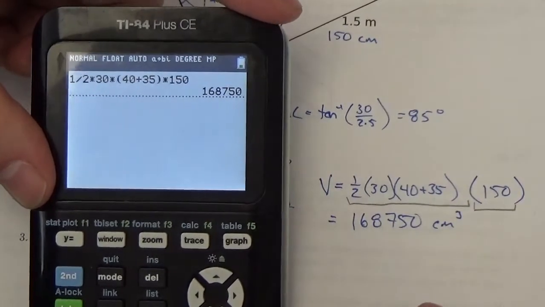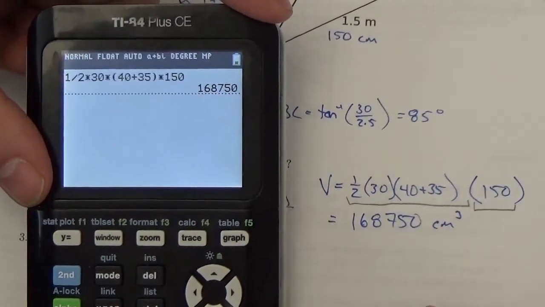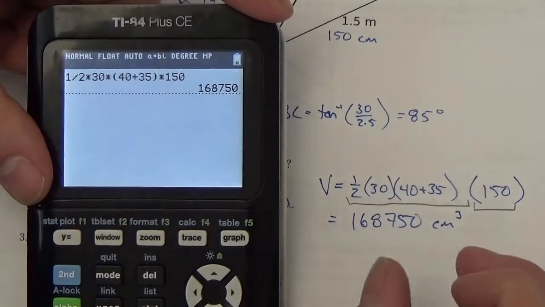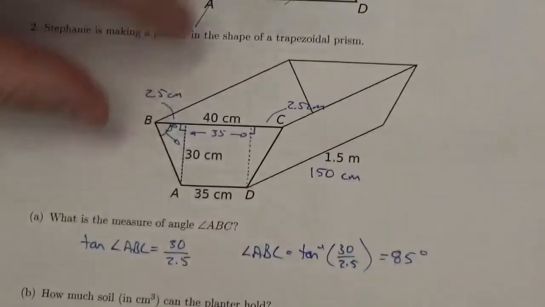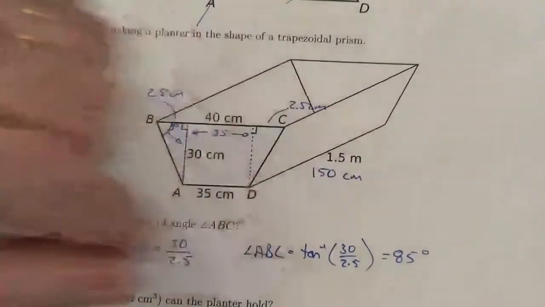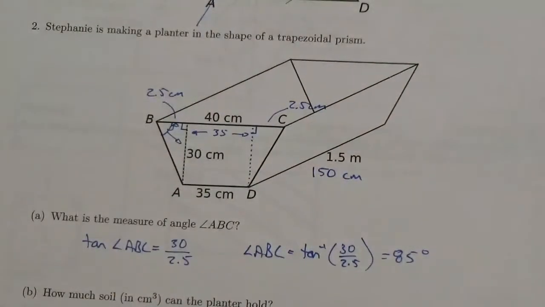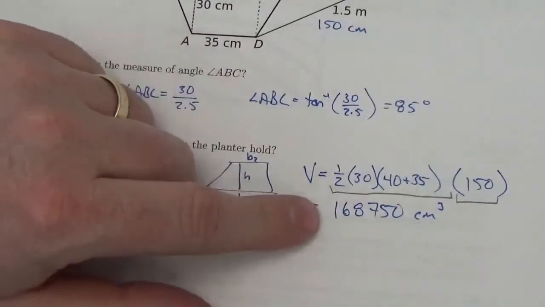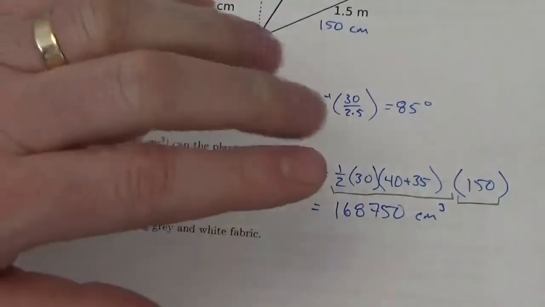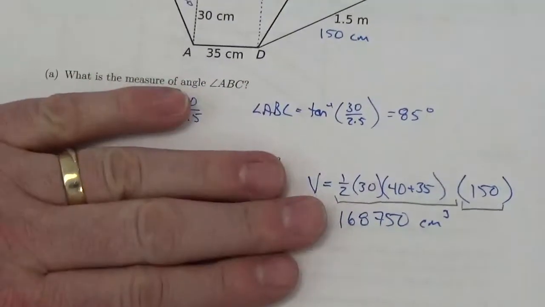Now that seems like a really big number, but centimeters are small, okay? And that's at 1.5 meters long. That's relatively large. So yeah, I'm not surprised that the number of centimeters cubed that I'm getting here is that big. So that's not a concern for me.